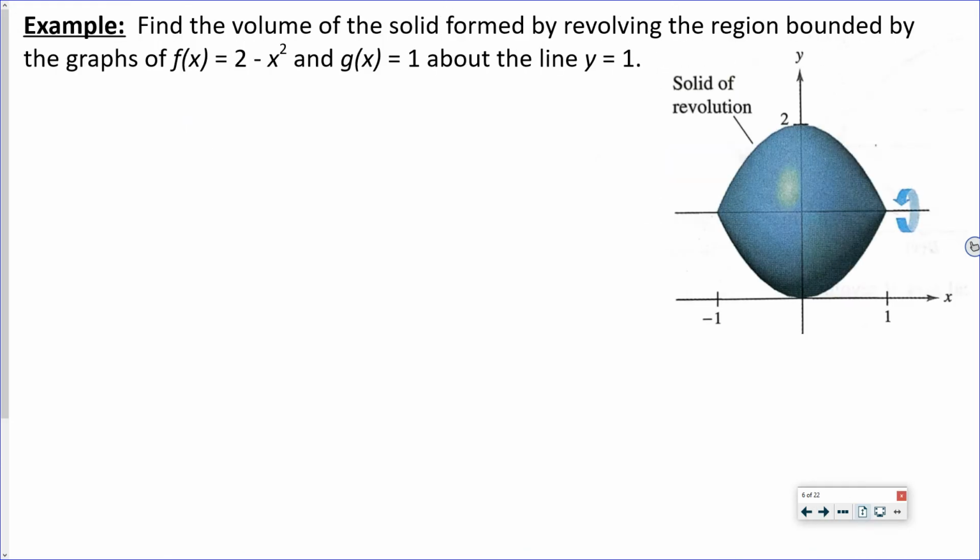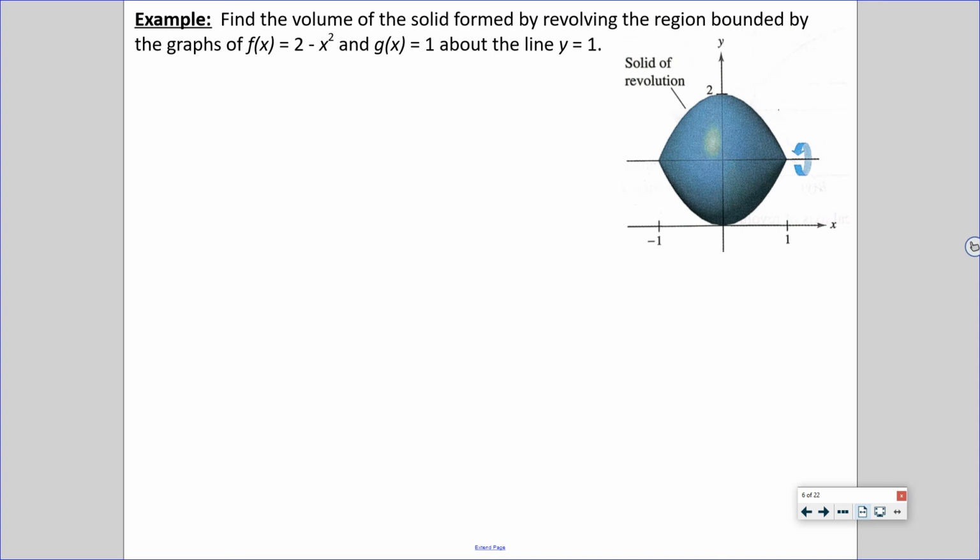Okay, let's try another one. So this time we're not going to revolve it around the x-axis. We're going to revolve it around the line y equals 1. Again, I jumped ahead and gave you the solid, but we wouldn't normally get this picture. We would have to sketch the area here. So I have a parabola that's shifted up, and it's a sad face parabola. I have the line y equals 1. Go ahead and draw that in. And that's what I am rotating or revolving this around.